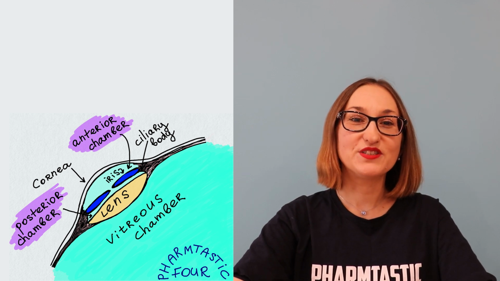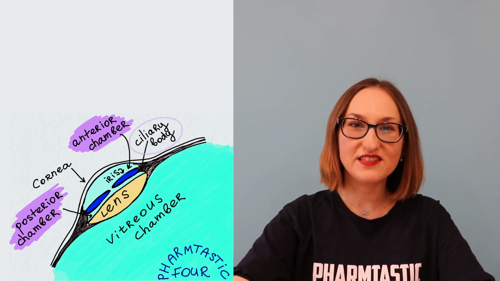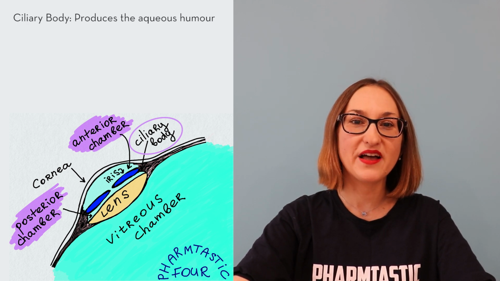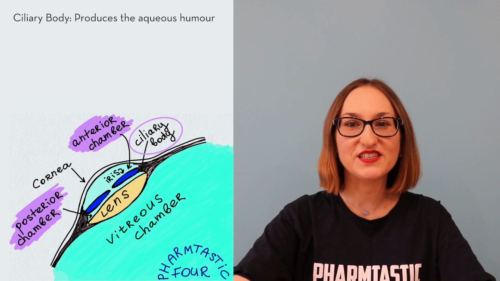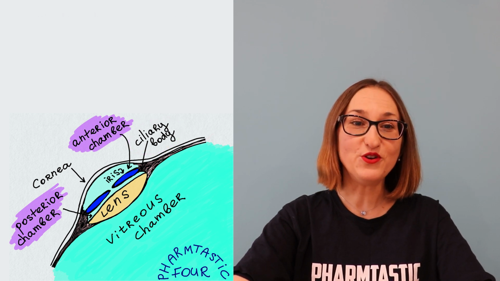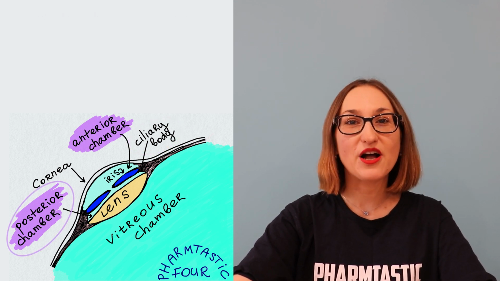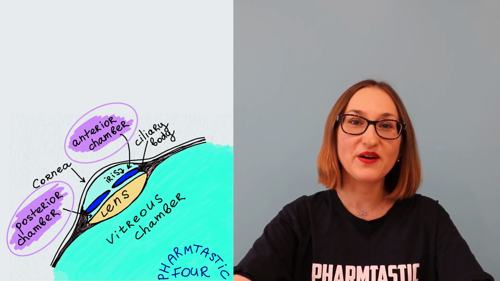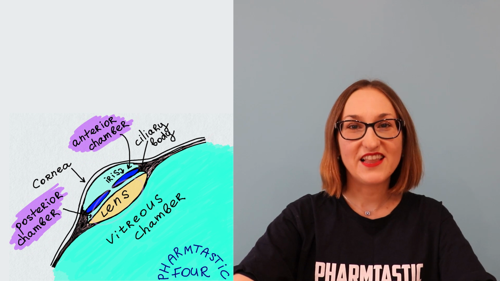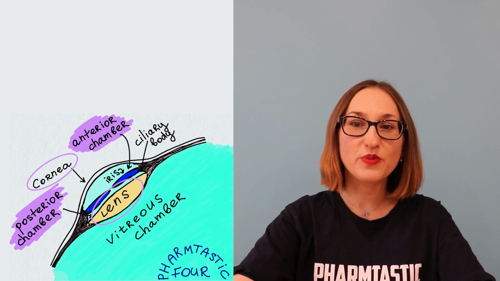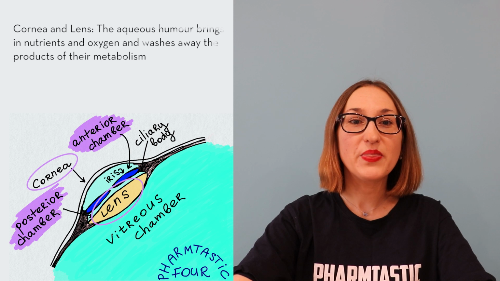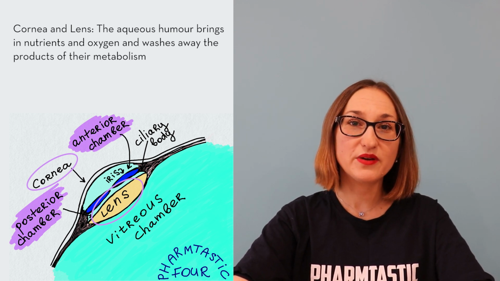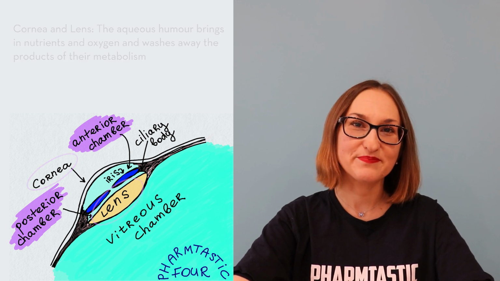The aqueous fluid is being produced by the cells of the ciliary body, the structure that lies in front of the vitreous chamber and is partially attached to the side of the lens. The fluid is secreted into the posterior chamber and circulates between the anterior and posterior chamber through the pupil. The lens and the cornea don't have blood supply, so the aqueous humor brings nutrients and oxygen to the structures and washes away the products of its metabolism.